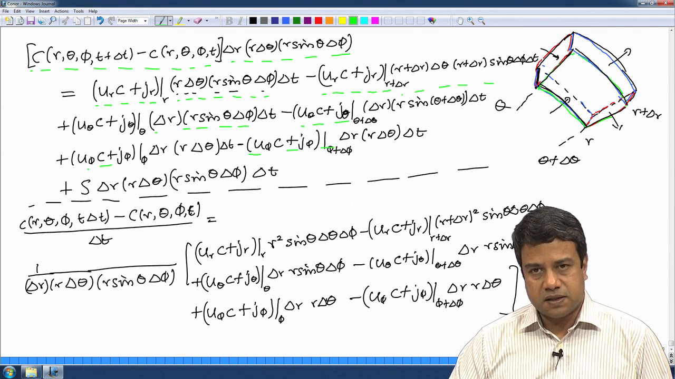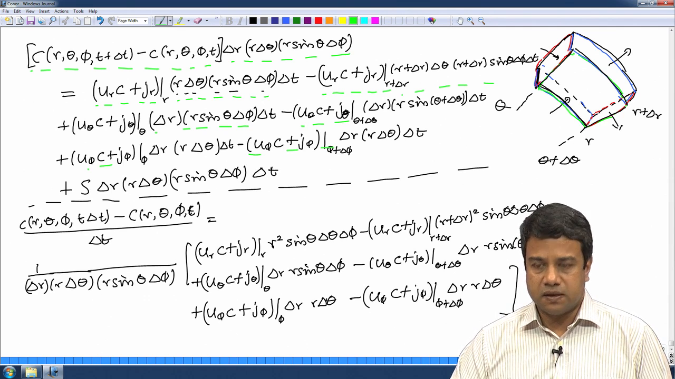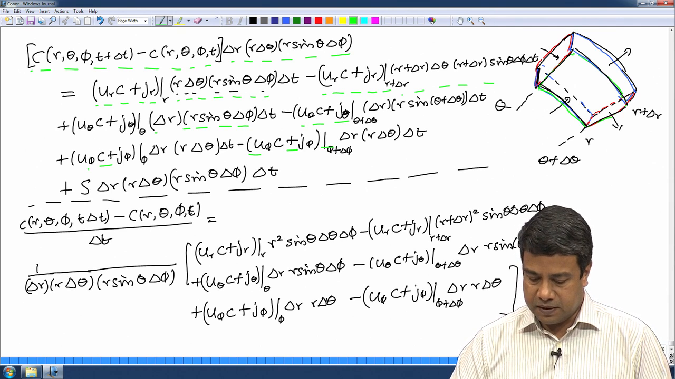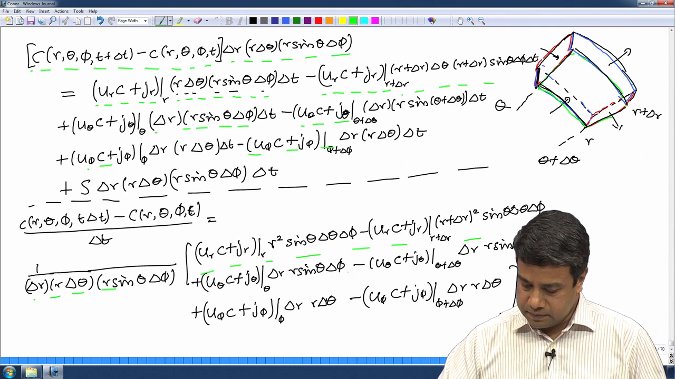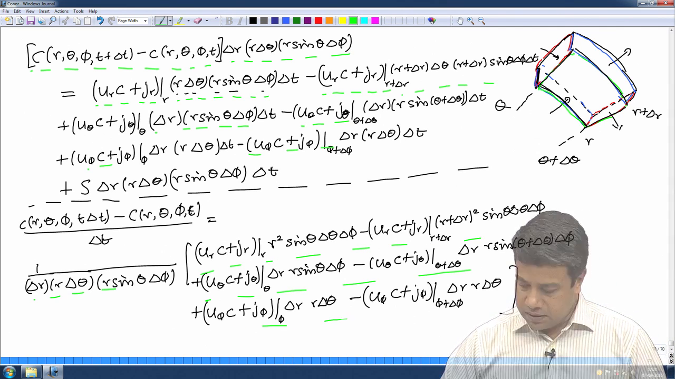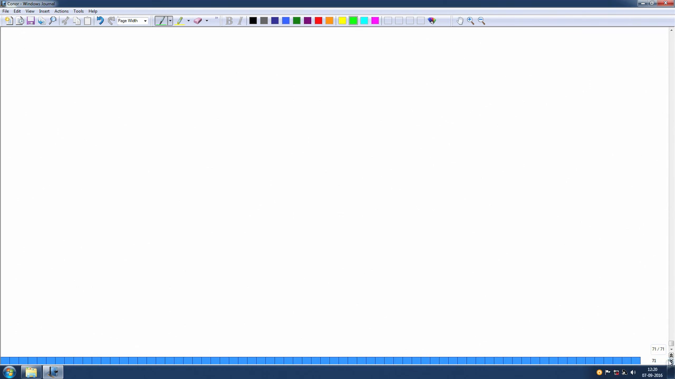We had taken this and divided throughout by the volume times the time, and we had got an equation of this form. Now, I will simplify this equation. The left side is as it is.